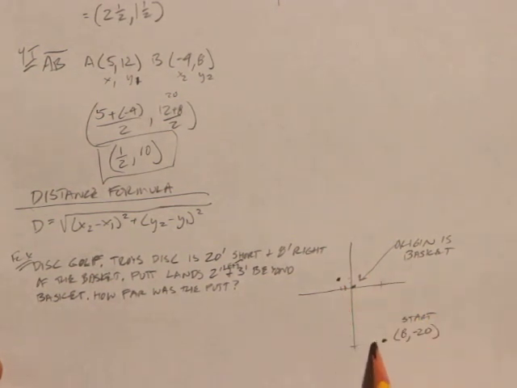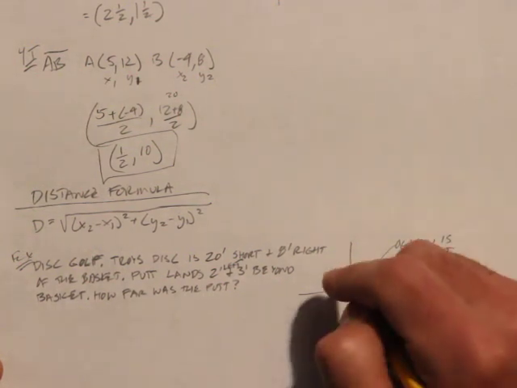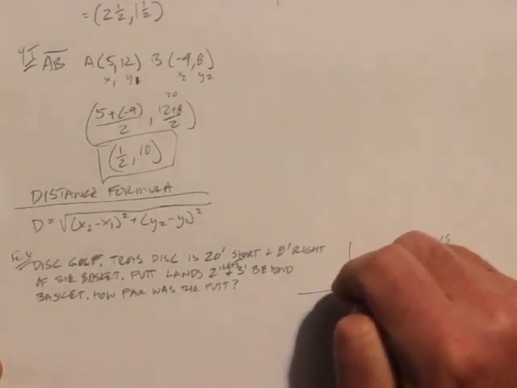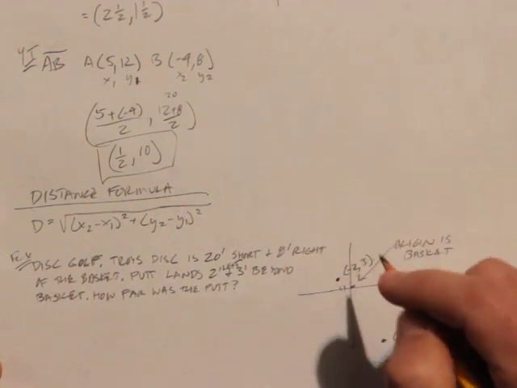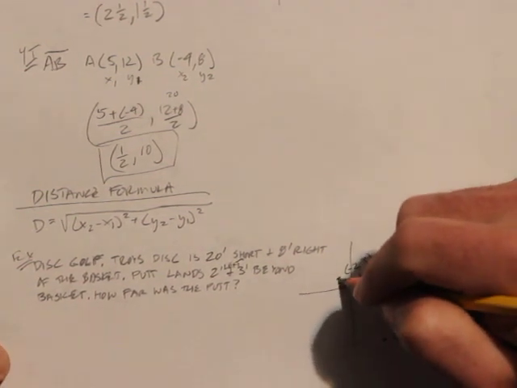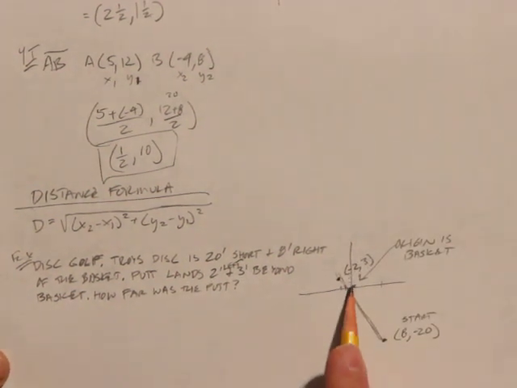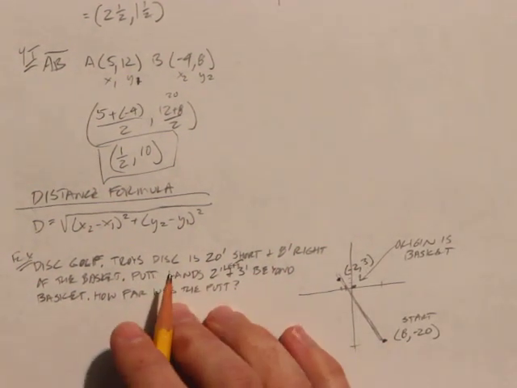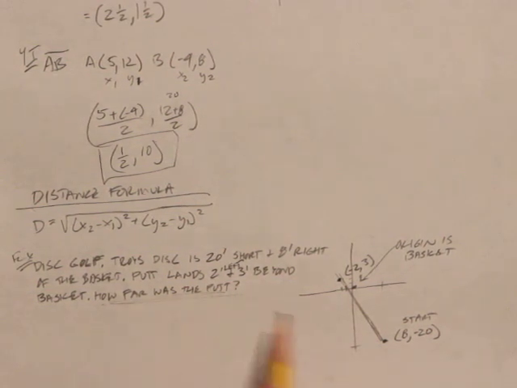So down here it was 20 feet short, so that was the negative, and 8 feet to the right. Now we're 2 feet to the left and 3 feet beyond. So this is negative 2 because it's the left, and 3 beyond. So this is the end of the putt there. So this is where Troy threw his disc. He missed it by that much. Very close.